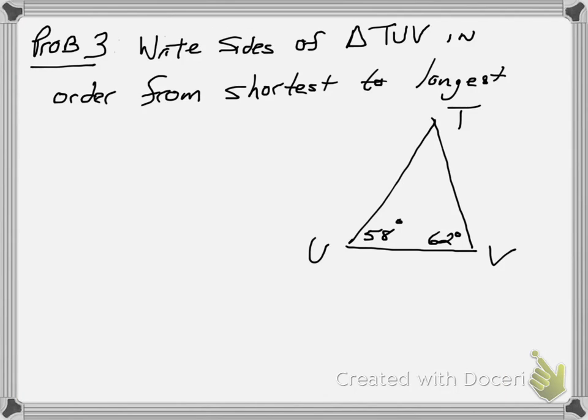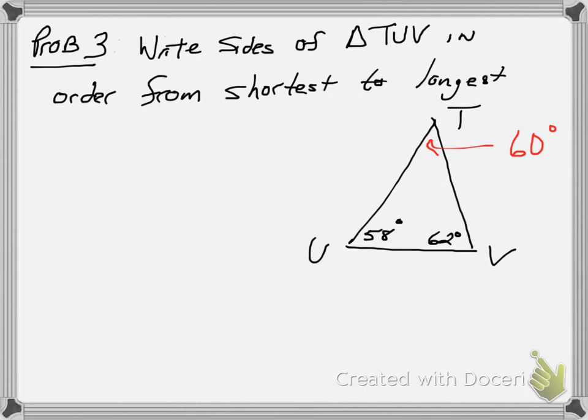So if we look at problem 3 here, it says write the sides of triangle TUV in order from shortest to longest. So if I take a look at triangle TUV here, I have 58 degrees, I have 62 degrees. I've got to go ahead and find what angle T is. So I'm going to take 180 minus 58 minus 62, and this is going to be 60 degrees.